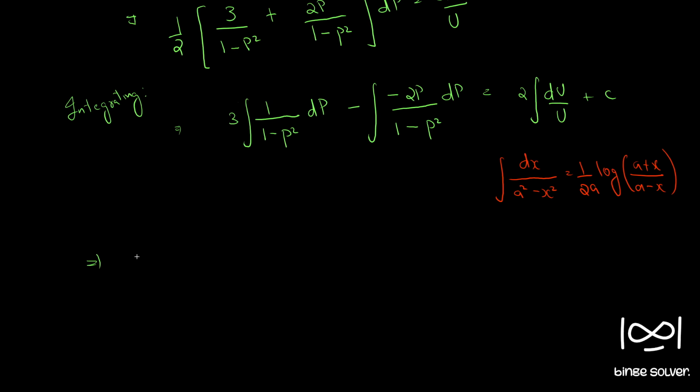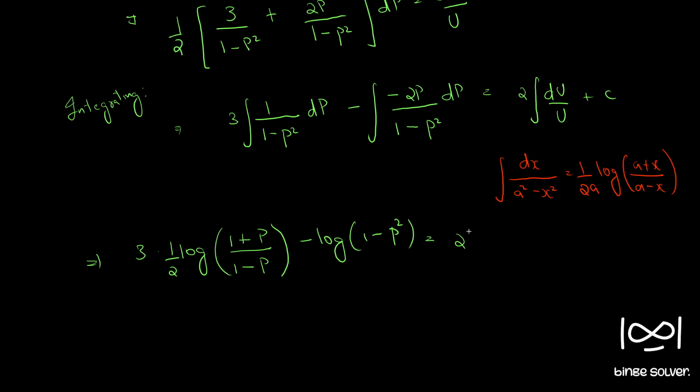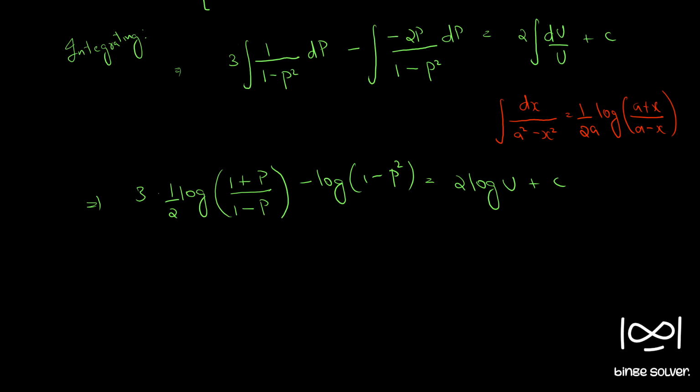Therefore, 3 into 1 by 2a, here a is 1, so 1 by 2 log (a plus x), that is (1 plus p) by (1 minus p), into minus log (1 minus p square), is equal to 2 log u plus c. So we can simplify this further.